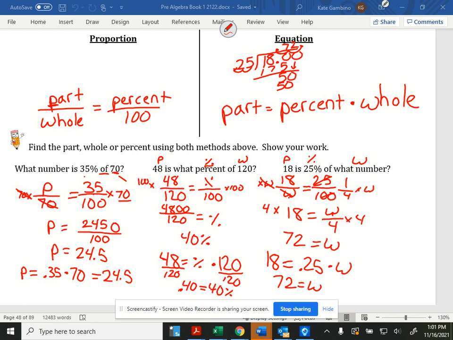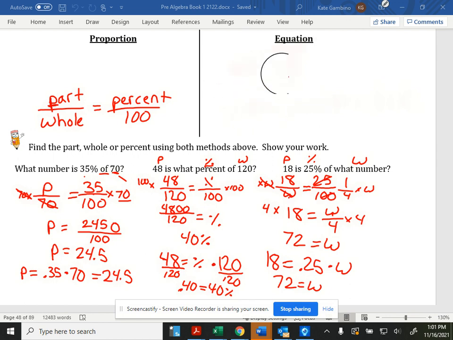Okay? It takes time. It takes work working with these things to get comfortable with it. New math is always fun. Okay? Expanding and growing our brains. So let's look at the directions on the next page.